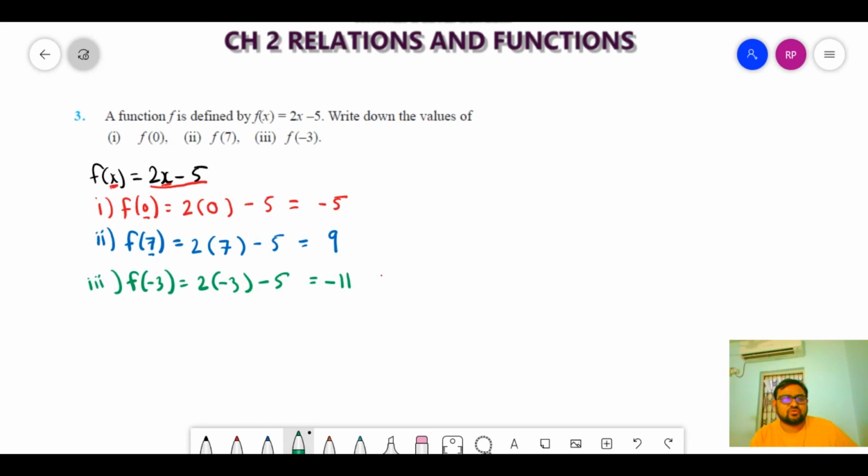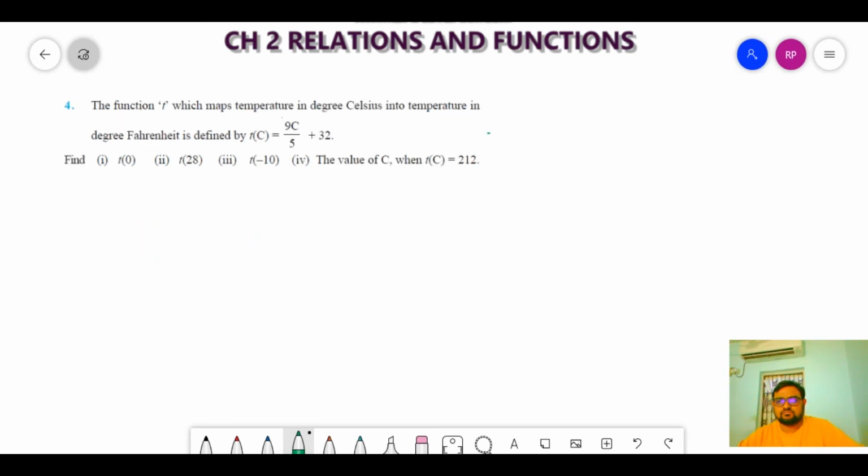Now let's move to the next question, that is question number 4. Here the function T, which maps the temperature in degrees Celsius into temperature in degrees Fahrenheit, is defined by T(C) = 9/5 C + 32. Now there are 4 different questions asked. So let's start with the first one.